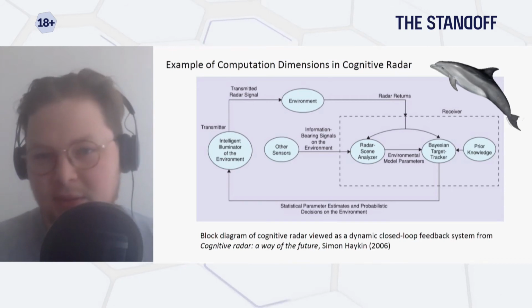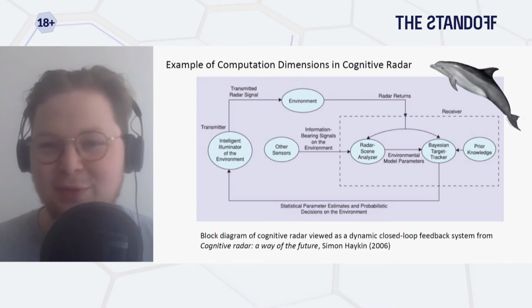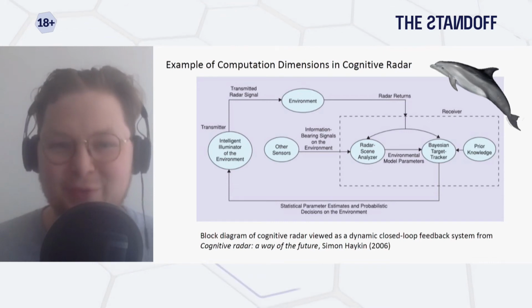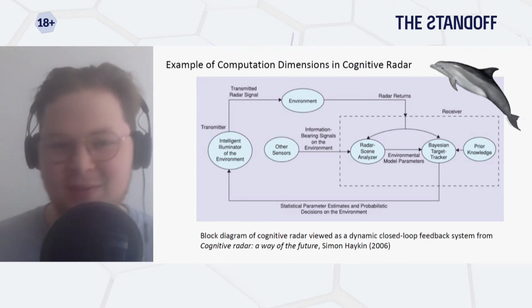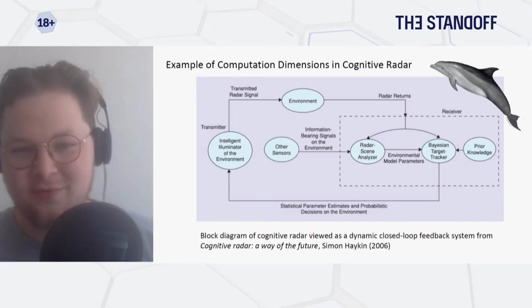And I put a picture of the dolphin over it because dolphins use cognitive radar, bats use cognitive radar, and there are other examples of animals. Very, very nice technology.